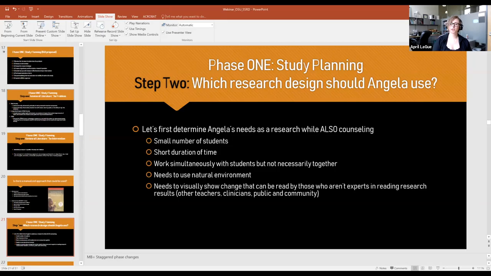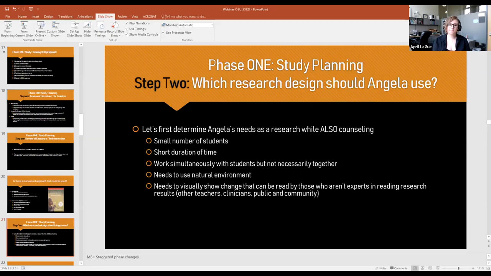Also needed a short duration of time. Well, the school year is only 9-ish months, but in that we also have a month of testing. We also have the beginning of the school year month. We have a Christmas break. And so all of these things were factored in. Oh my goodness, she has to do a small amount of time. As clinicians in community settings, you have to do a small amount of time because of insurance and because of, you know, having to see multiple clients and those kinds of things.